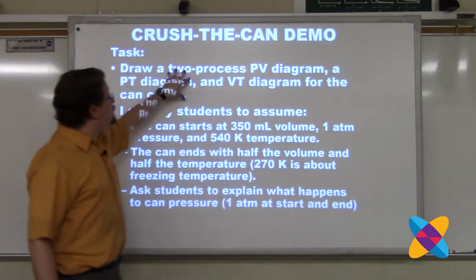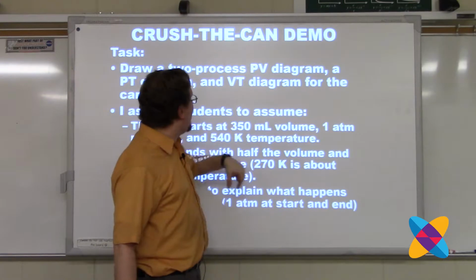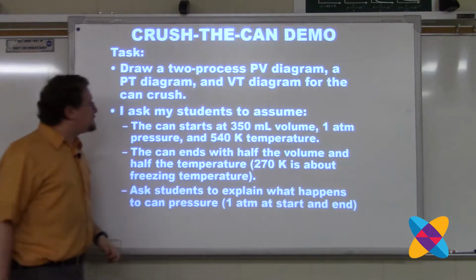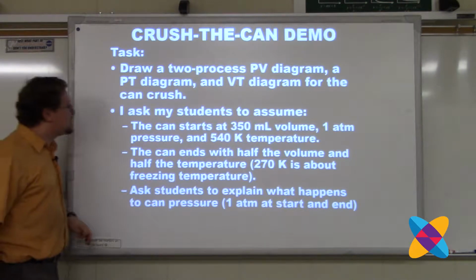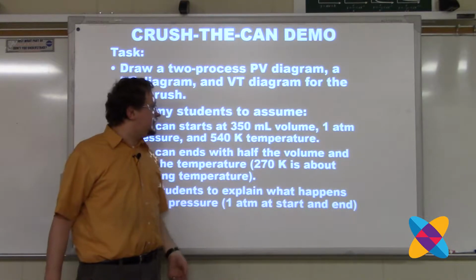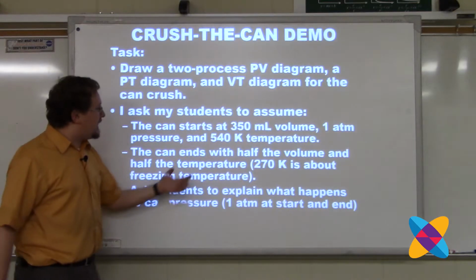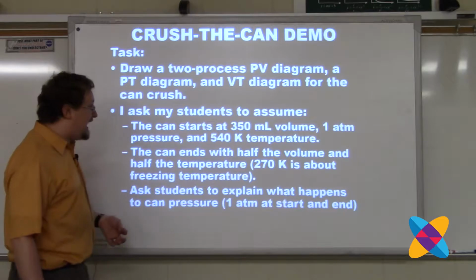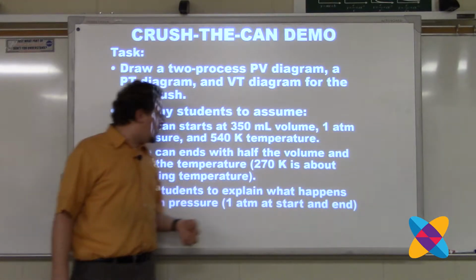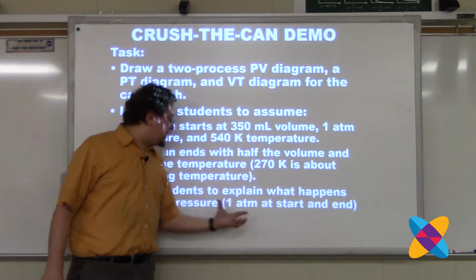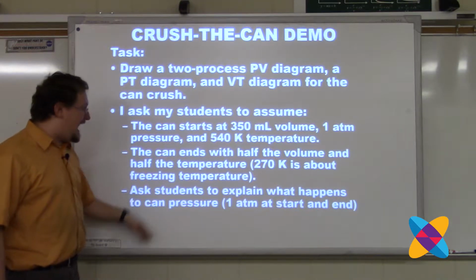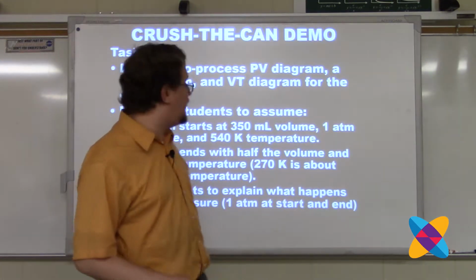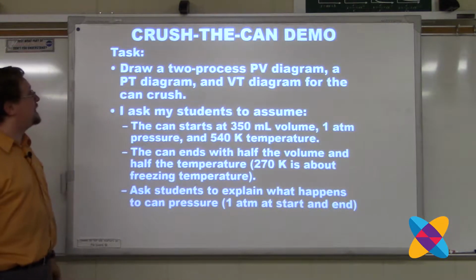Okay, I asked them to draw both processes on a PV diagram, on a PT diagram, and on a VT diagram. I asked my students to make these simplifying assumptions that the can starts at 350 milliliters of volume, 1 atmosphere pressure, and 540 Kelvin temperature. And I asked them to pretend that the can ends with half its volume and half the temperature. And then what happens? The pressure is the same at the very start and the very end. It is 1 atmosphere because it is the outside air pushing on the can.